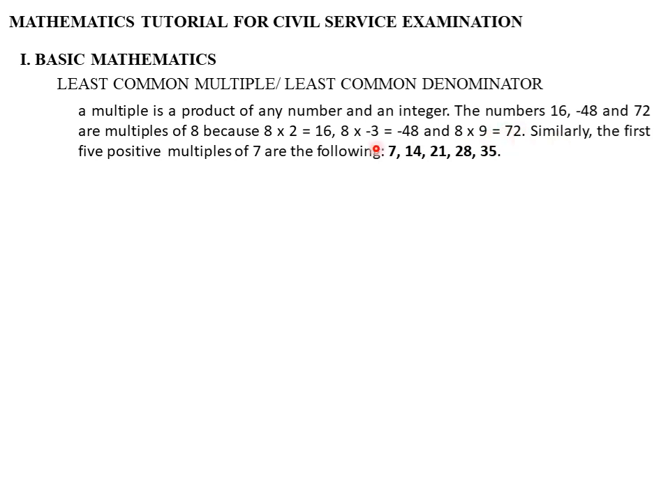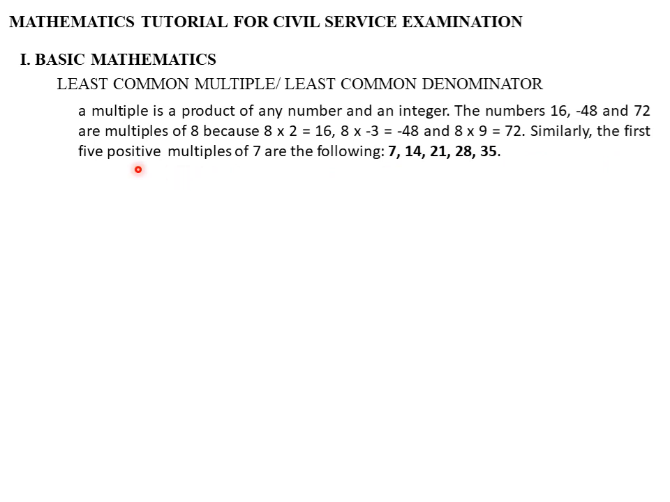Similarly, the first 5 positive multiples of 7 are the following: 7, 14, 21, 28, 35. So the multiples of 7 are like this one. 7, 7 plus 7 is 14, 14 plus 7 is 21, 21 plus 7 is 28, 28 plus 7 is 35, and so on and so forth.